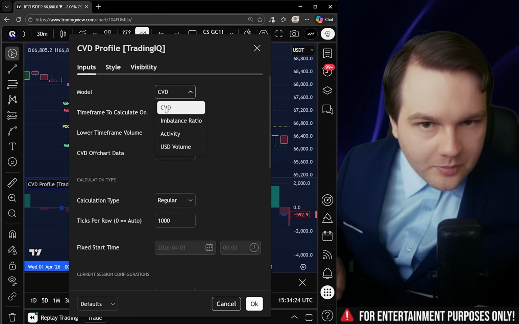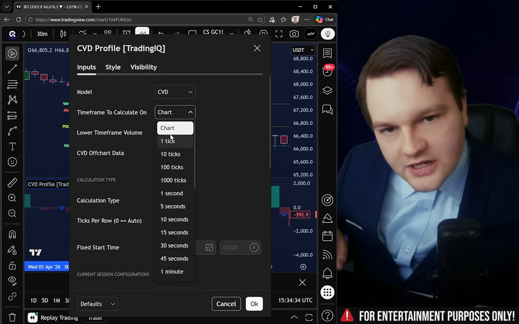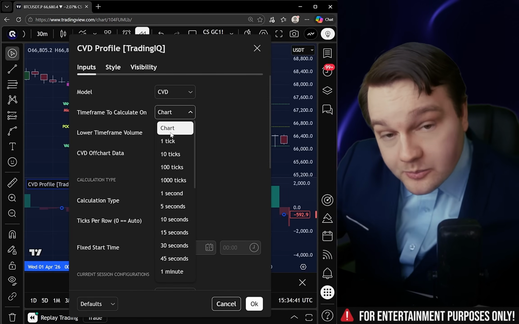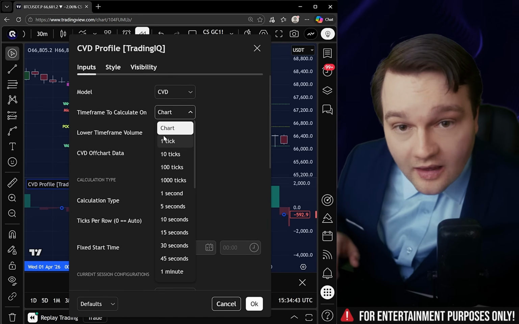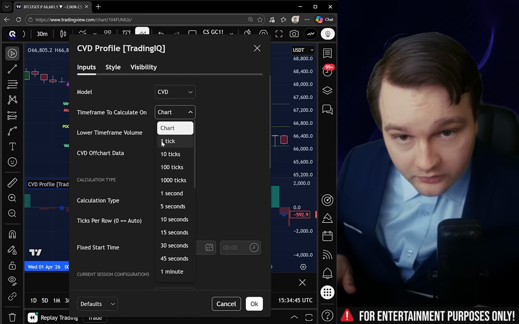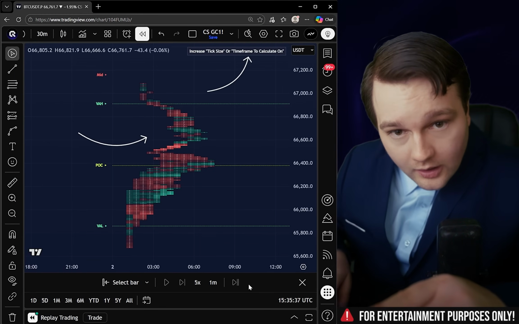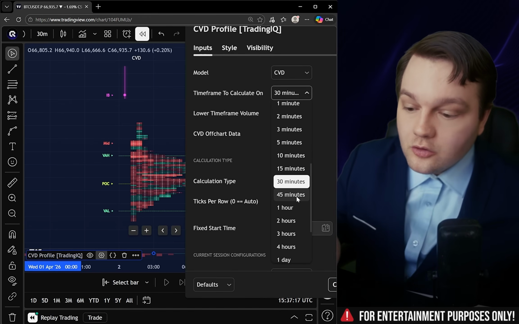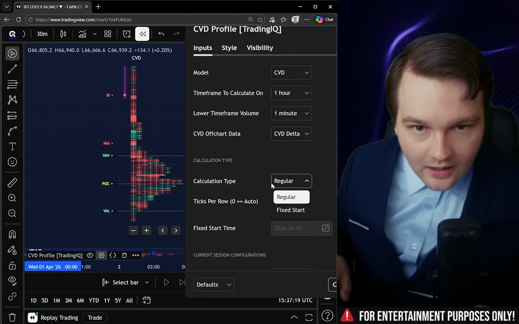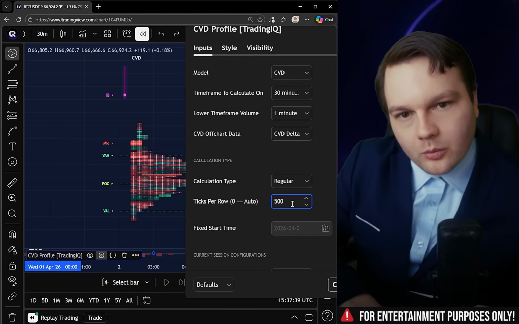Select the model type you're most interested in and choose the time frame to calculate on. This option is important. It will be set to your chart time frame by default. But if your profile starts to look like this and you get this warning, you can fix this by either increasing the time frame to calculate on or by increasing the ticks per row setting here.